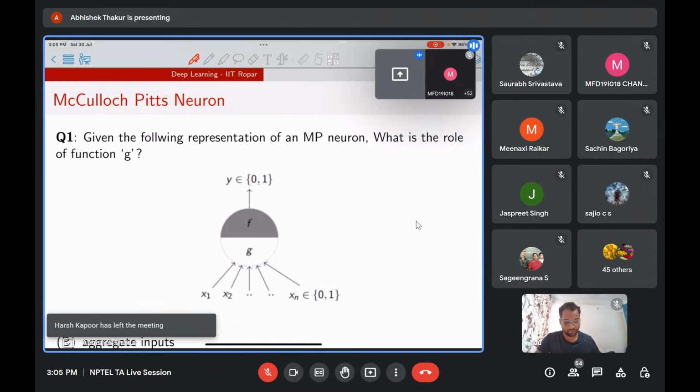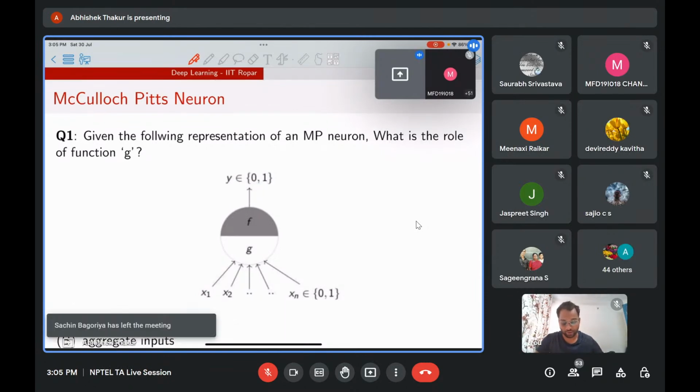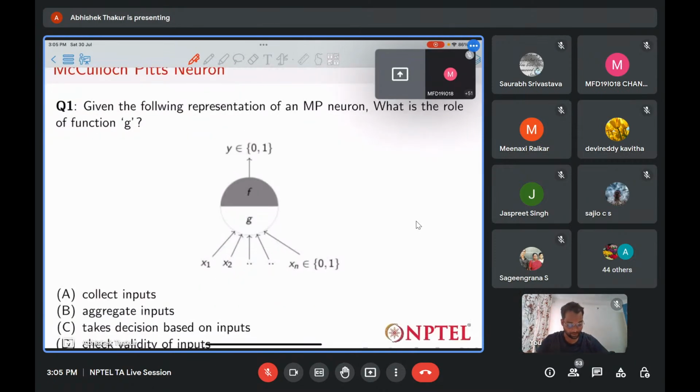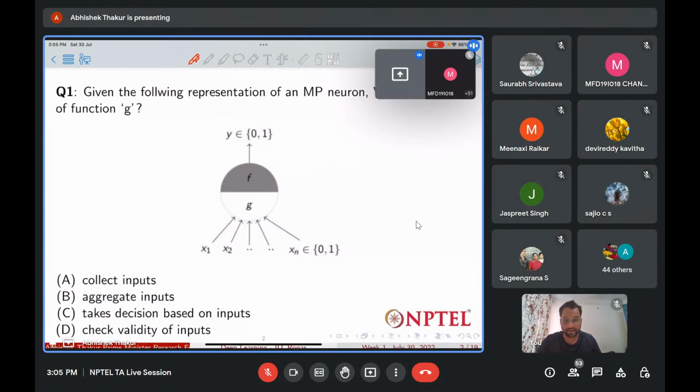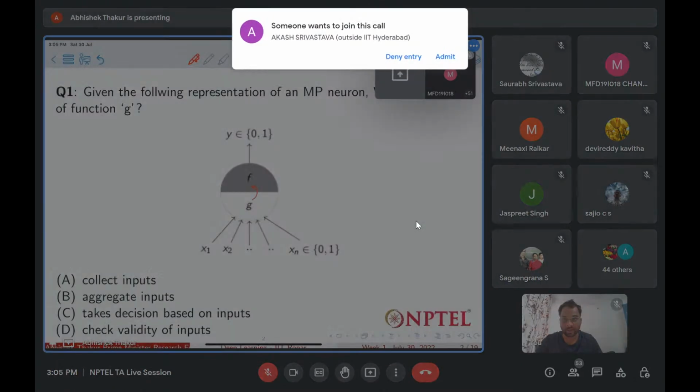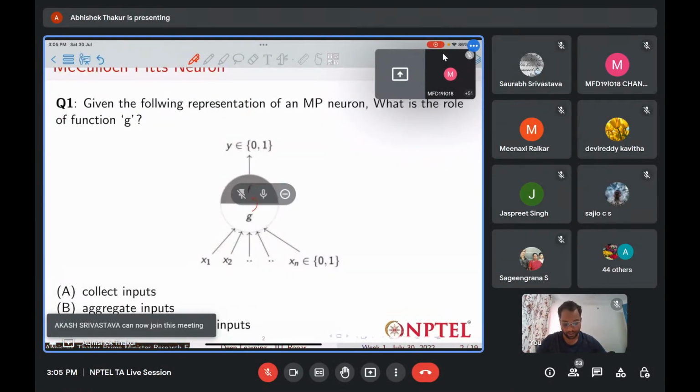Coming to the first very important thing in neural networks, it started from the McCulloch-Pitts neuron. This is the basic neuron where function g aggregates all the inputs and gives them to function f, and f takes the decision based on the inputs aggregated by g. This is the basics of the MP neuron.